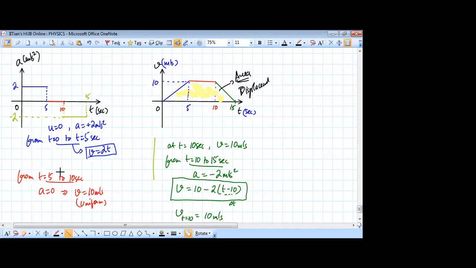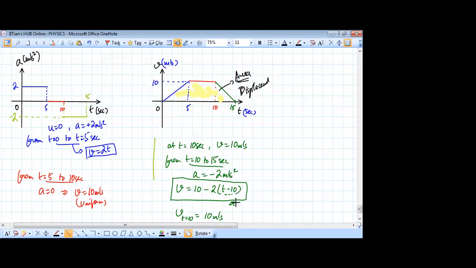Now what is happening for the next 5 seconds, from 5 to 10? Acceleration is 0. So that means velocity will be what? Uniform. So it's reached a velocity of 10 meters per second. It's remaining uniform for how much time? Till 10 seconds. And then for the next 5 seconds, that is from 10 to 15, what is the deceleration? 2 meters per second square. So the velocity is equal to u minus deceleration into time. But the time is what? That interval of time. No? So this started at t equal to 10.